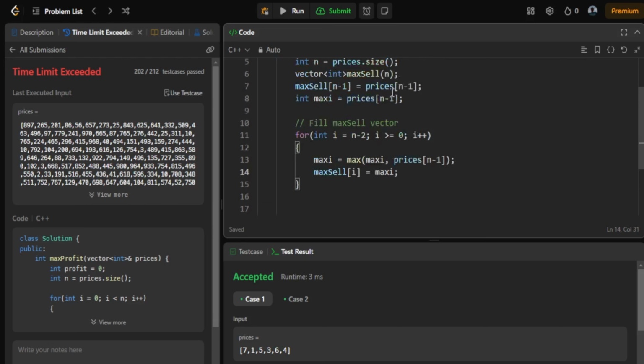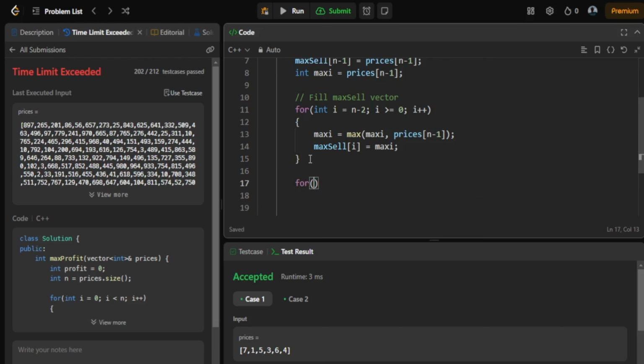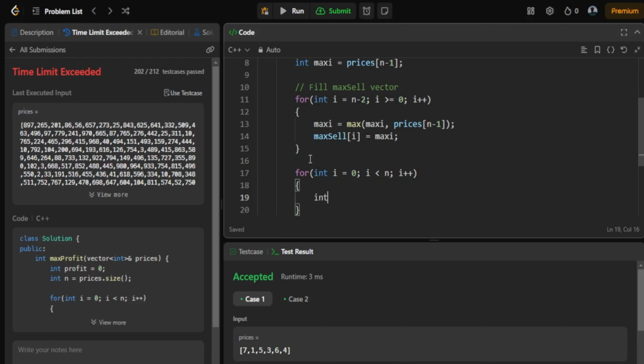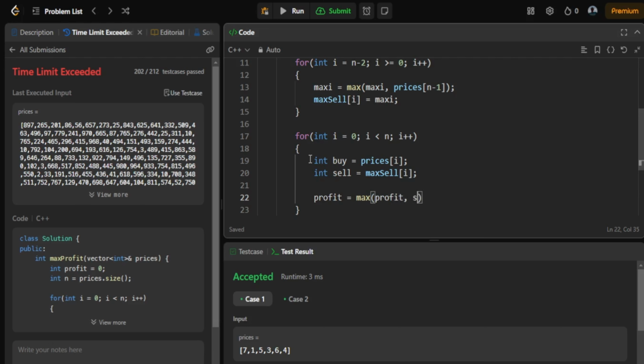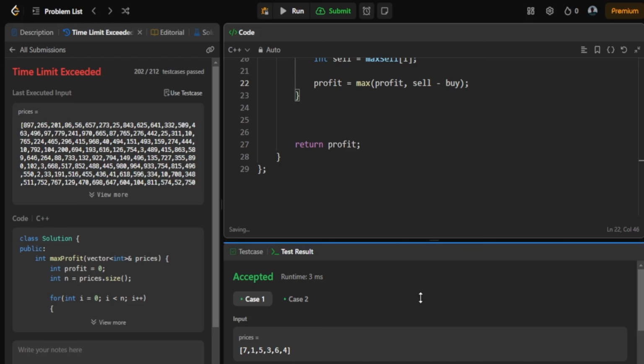And we will just put the value of maxi in my max cell vector. I'll write this maxi. Once it is done, I'll simply run a loop for int i equal to 0, i less than n and then i plus plus, correct? Now int buy is going to be prices of i, and int sell is going to be max sell of i, and then I will write profit. Profit is equal to maximum of profit comma sell minus buy. Okay, so this is going to be our code.